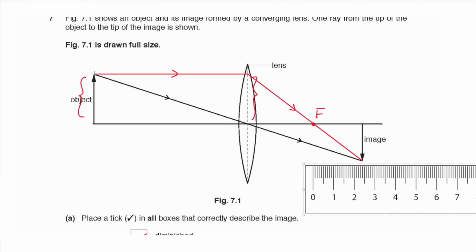We know that it will go out of the tip of the object and will reach the tip of the image. So we start with a line from the object going towards the lens at any point at the center of the lens, and then from this point we go to the tip of the image and we draw the direction of flow of light.